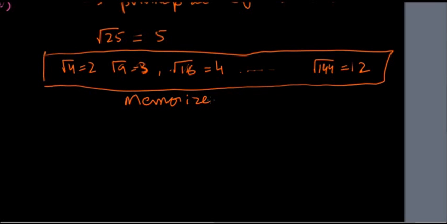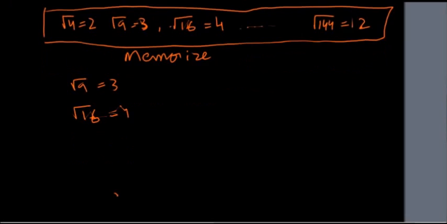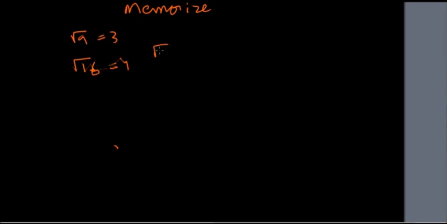Well, perfect squares are easy, but what if you have non-perfect squares? So let's say I know root 9 is 3, root 16 is 4, but what about root 10? Well, root 10 will give you a decimal, and it will be about 3.16. So this is an example of a non-perfect square.